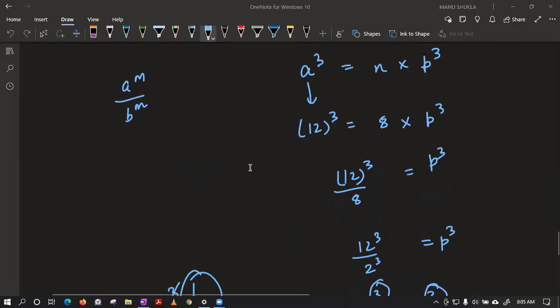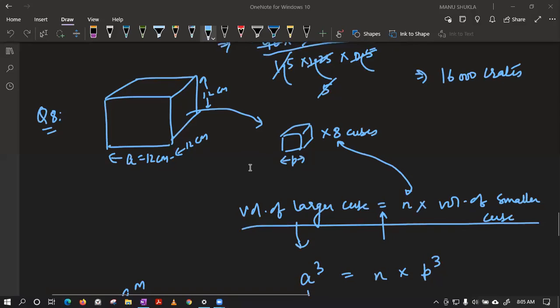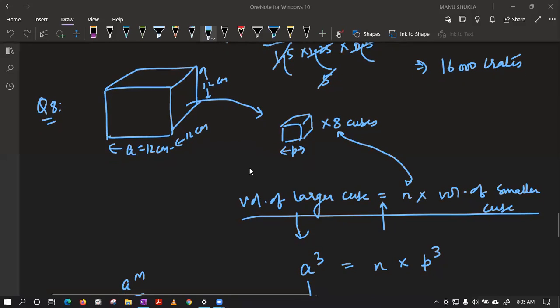So, good morning, everyone. In the last class, we discussed questions from exercise 13.5. The last question was question number 8, in which we had a solid cube. We cut it in 8 pieces and we had to find the dimension of the smaller cube. I hope this question was clear to everyone. Class, please confirm. In this question, we equated the volume of the larger cube with the smaller cubes and found the value of P in this case.